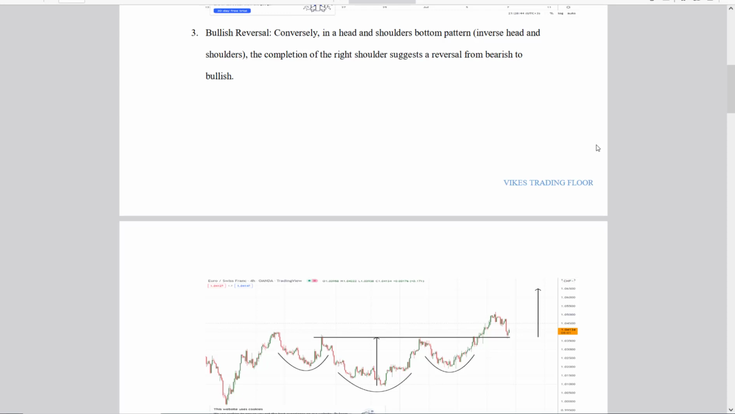Morning traders. Today we'll be looking at bullish reversal patterns. In bullish reversal patterns, we do look at either triple bottom or double bottom, which is the W pattern, or inverse head and shoulder. So what is a bullish reversal?